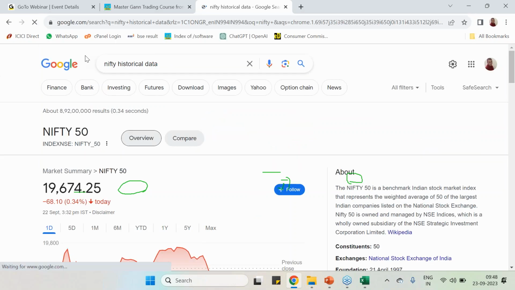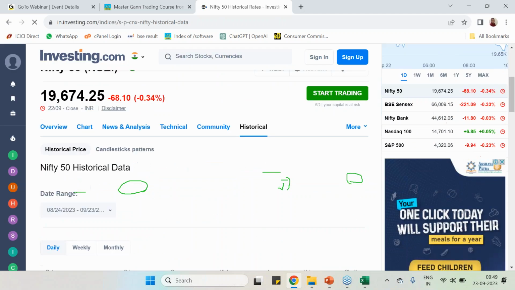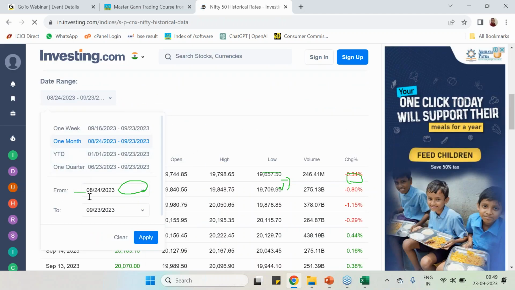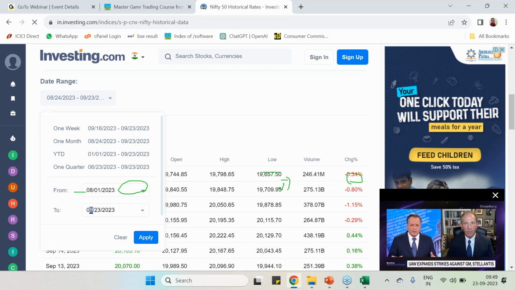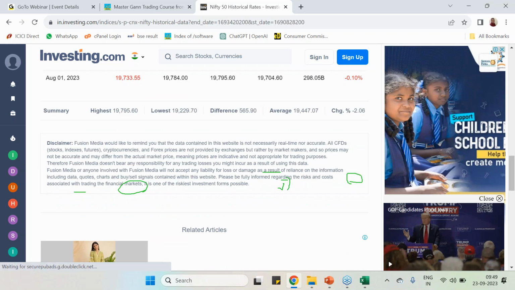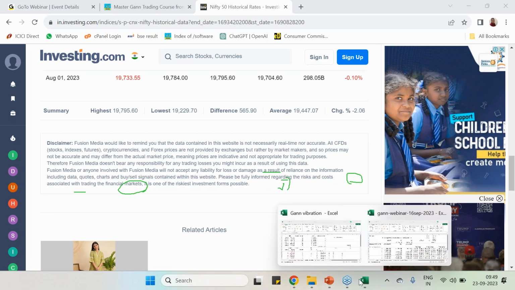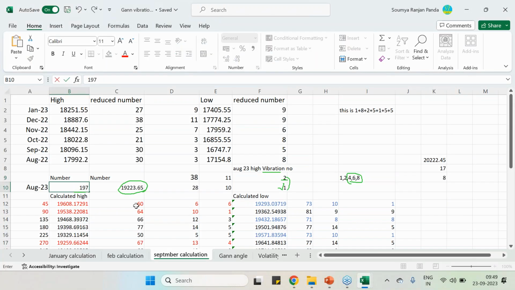Nifty spot historic data, so that is always a dispute point. Some people take it differently. Let me check it. If I am wrong, I will correct it. So August 31st, 19795.6. I am wrong here, it is 19795.6, so the vibration number also will change.